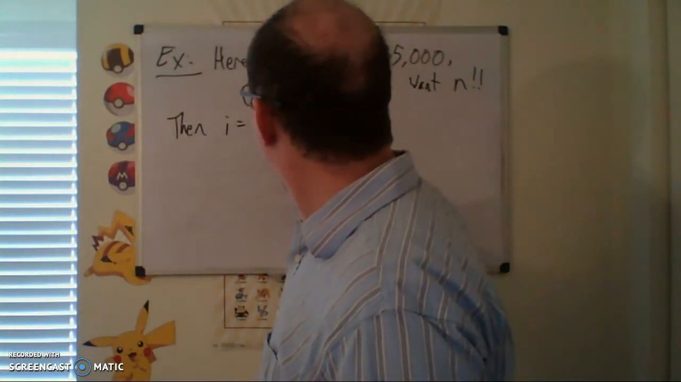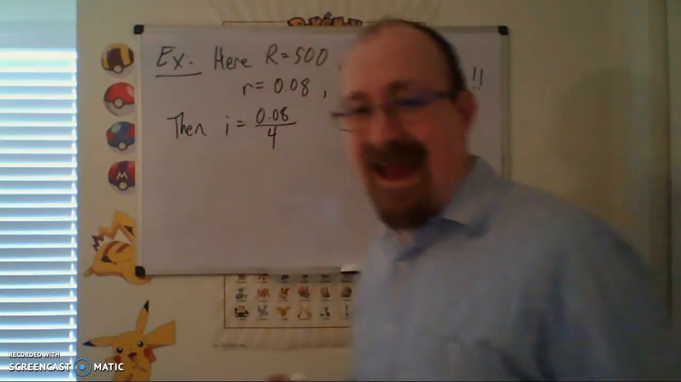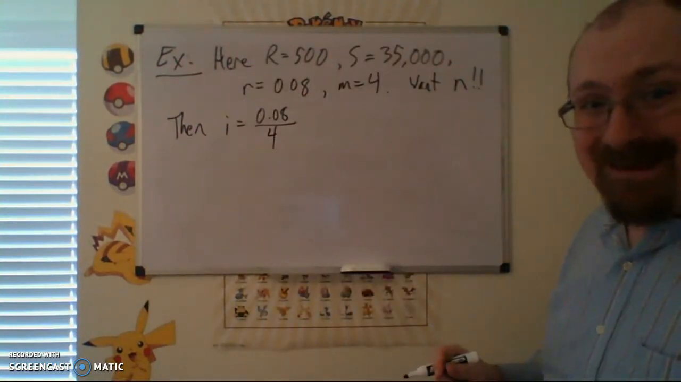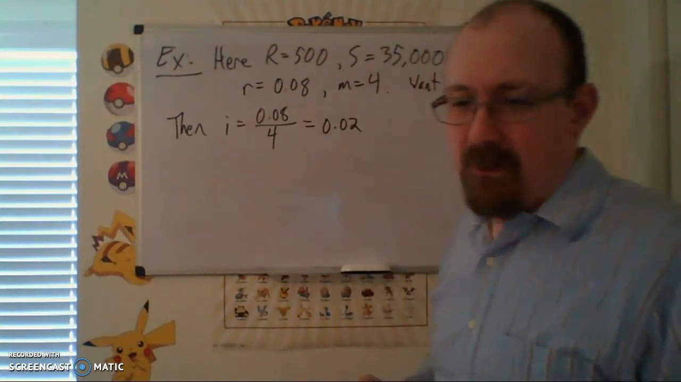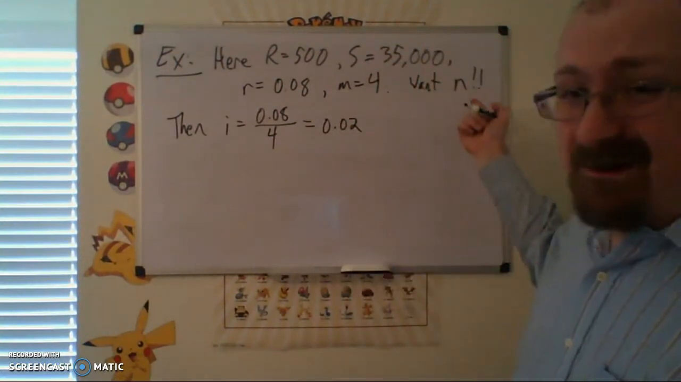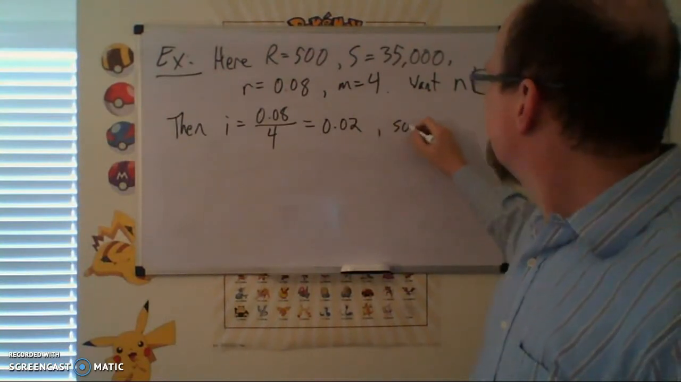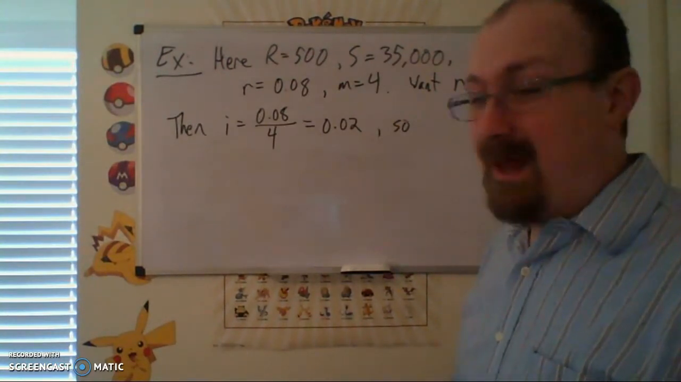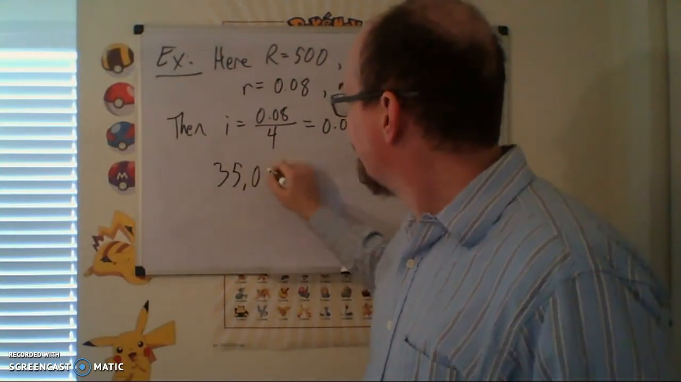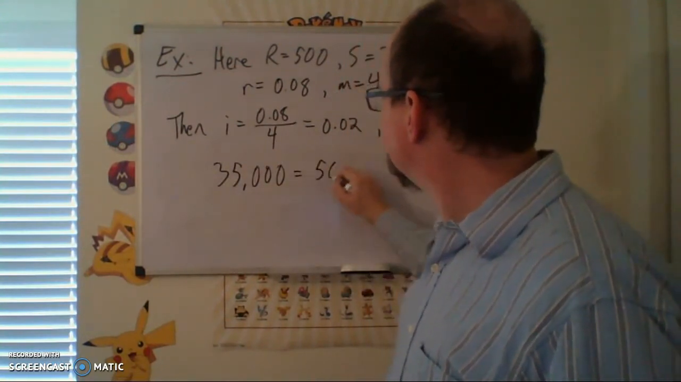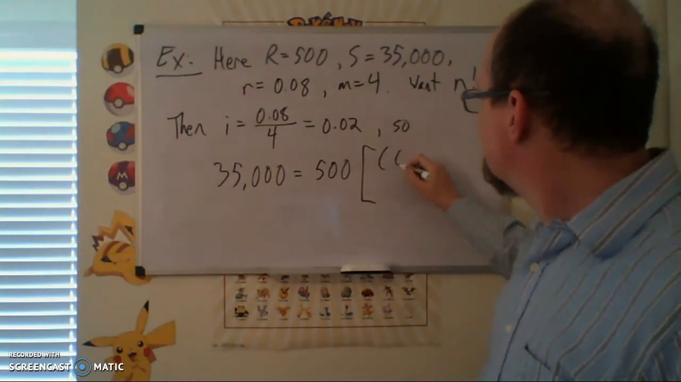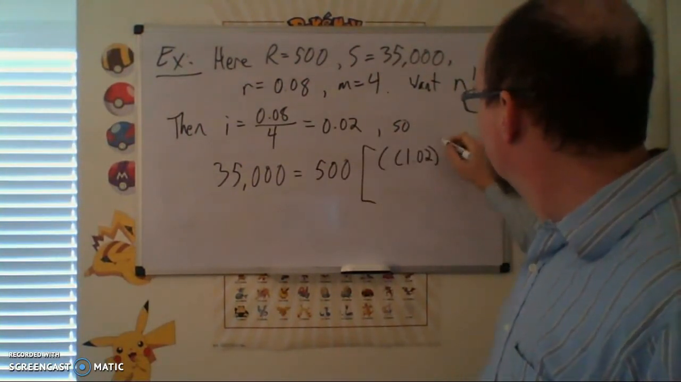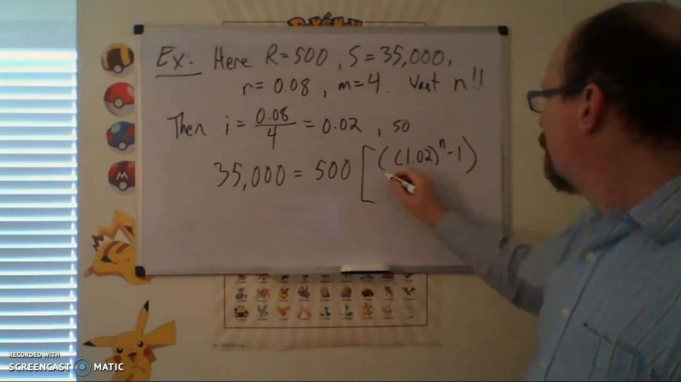As is usual, we're going to take our value for i, the 0.08, divide it by 4. So her periodic rate is 0.02. We don't calculate n in here because that's what we're after. So we start filling in our blanks. Well, we know S, 35,000. That's 500 times the stuff in brackets, 1.02 to the n minus 1, over 0.02.